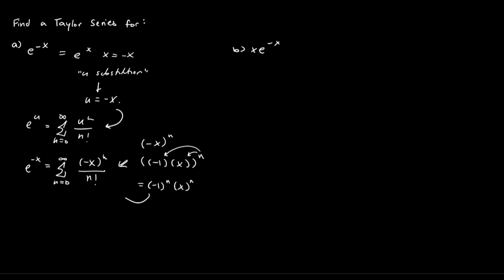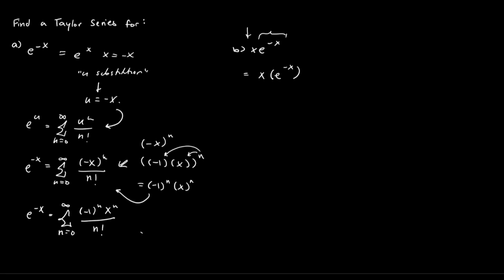So let's break it up that way and put it back into our expression. So e to the negative x is equal to the sum from n equals 0 to infinity of negative 1 to the n, x to the n over n factorial. And that's how you'll probably commonly see the answer to this problem written. So for part B, it wants us to find x e to the negative x. Well, we just found this part. We just found e to the negative x. And we're just multiplying it by x. So this is equal to x times e to the negative x.